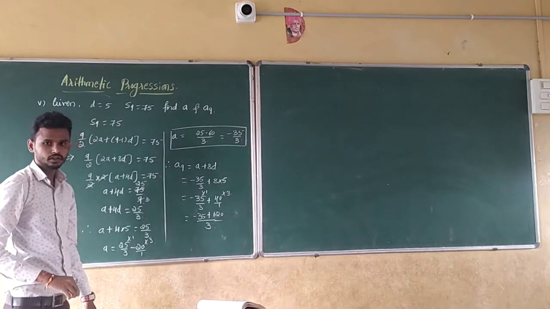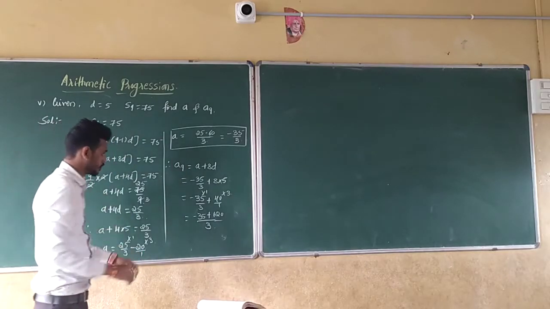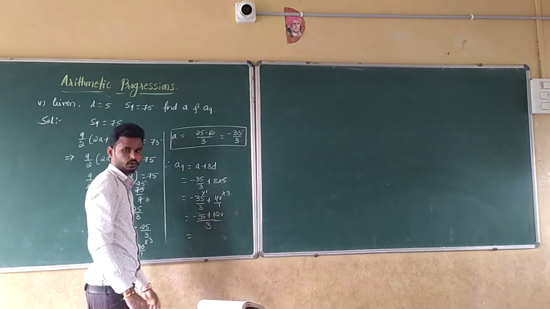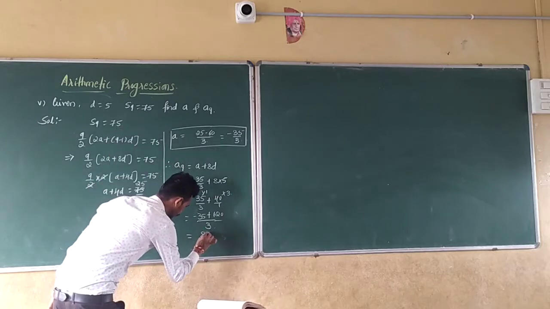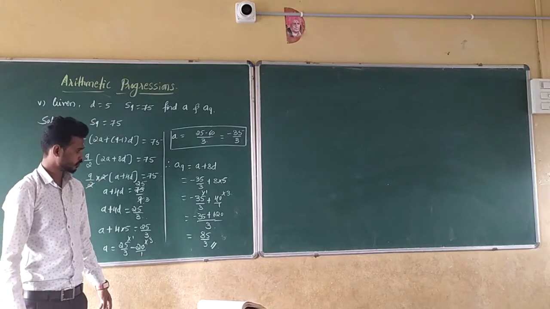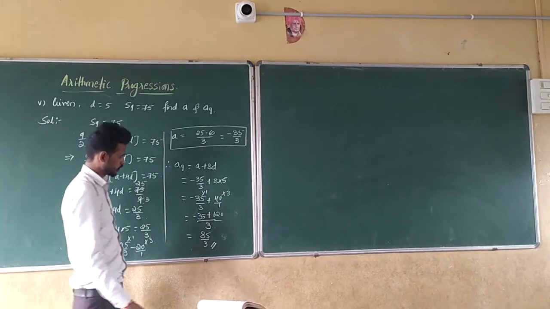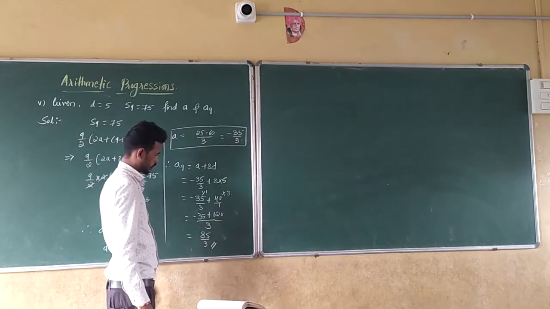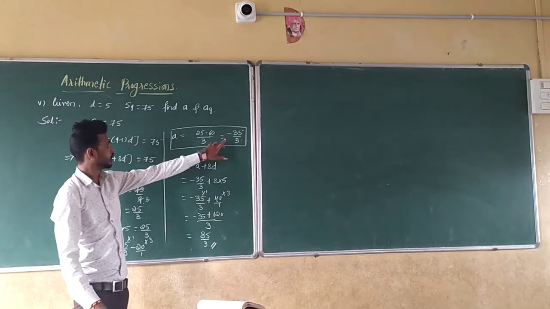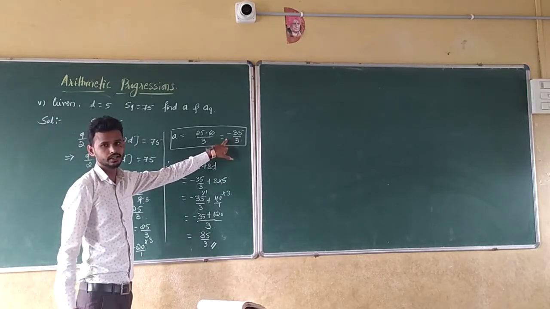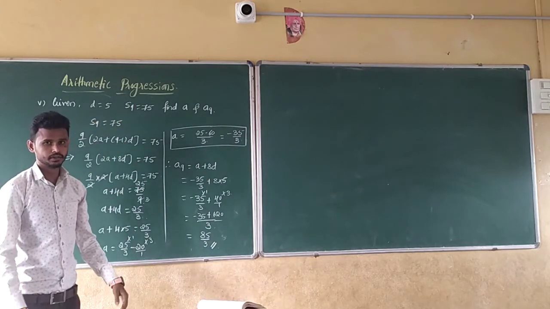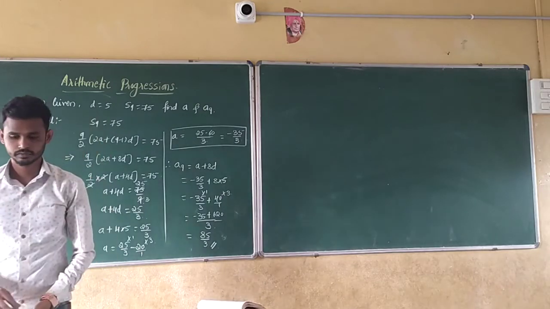So what will you get as the answer here? That is 120 minus 35. So how much answer will you get? 85 divided by 3. So A9 equals how much? 85 by 3, and a is equal to minus 35 by 3. So this is about question number 5. We'll see the next question.